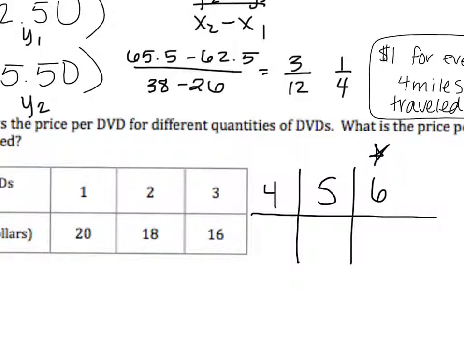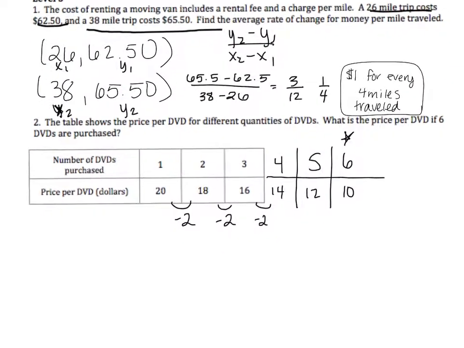So we can look at the pattern here. 20 minus 18, that goes down by 2, continues to go down by 2, and if it keeps on going down by 2, this is going to be 14, and then 12, and then 10. So that means that if you purchase 6 DVDs, the cost per DVD is going to be $6. Okay. That does not mean it's $6 for 10 DVDs. That just means the price of each DVD is going to be $6. So total, if you buy 10, you'll be spending $60.